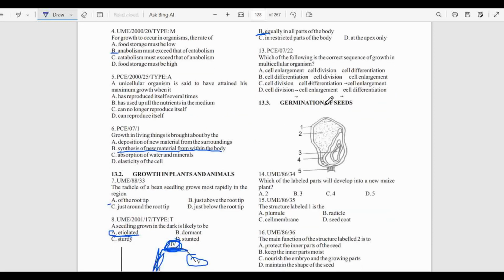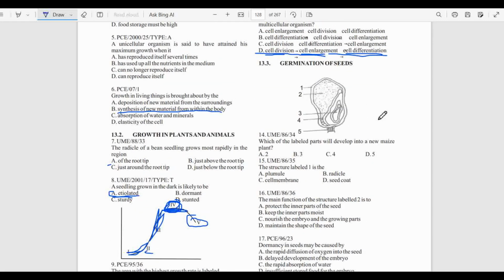Let's consider question 13. Which of the following is the correct sequence of growth in multicellular organisms? Usually for growth to occur, the cells need to divide, they need to enlarge, and then they begin to differentiate. It is in this order: cell division, cell enlargement, and cell differentiation. Now let's move on to germination of seeds.